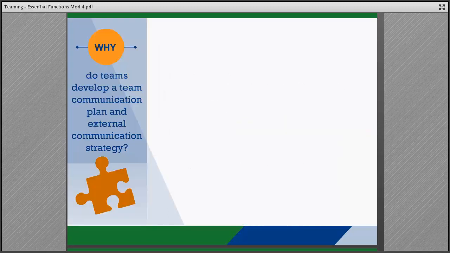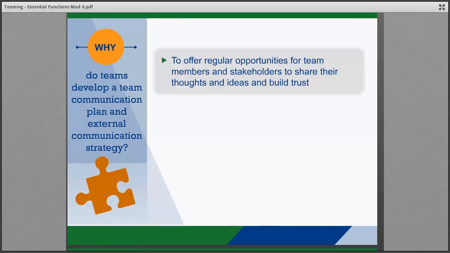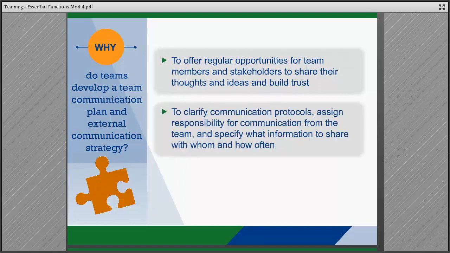All teams and sub-teams should develop an internal communication plan and external communication strategy. Communication plans ensure that team members have regular opportunities to share their ideas, thoughts, and opinions, and weigh in on vital decisions. An open communication plan also helps build trust among team members. Internal and external communication plans clarify the internal and external communication protocols and identify who is responsible for them. They also ensure the flow of information to leadership and among the sub-teams and across the agency as appropriate by specifying what information to share, who to share it with, and how often.